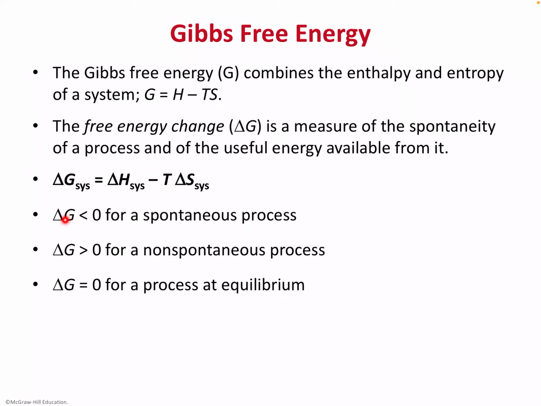Delta G is less than 0, meaning negative, for a spontaneous process. Delta G is positive for a non-spontaneous process. Delta G is 0 for a process at equilibrium. So for a spontaneous process, delta G is negative; non-spontaneous, delta G is positive; and delta G is 0 for a process at equilibrium.